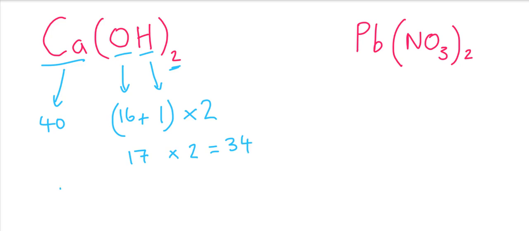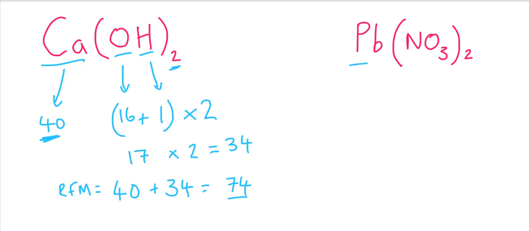So that means the relative formula mass for calcium hydroxide is going to be 40, as that was the relative atomic mass of calcium, plus 34. And that gives us a relative formula mass of 74. Pause the video and see if you can work out the relative formula mass of lead nitrate.